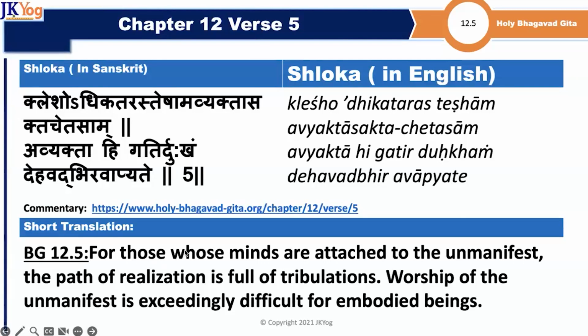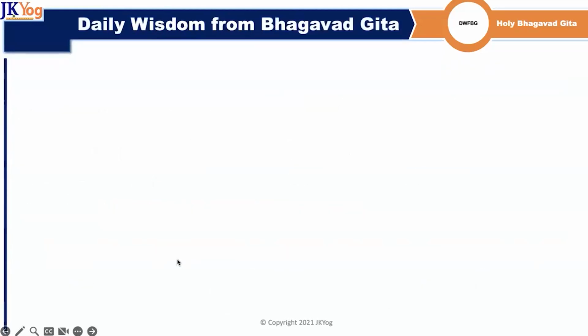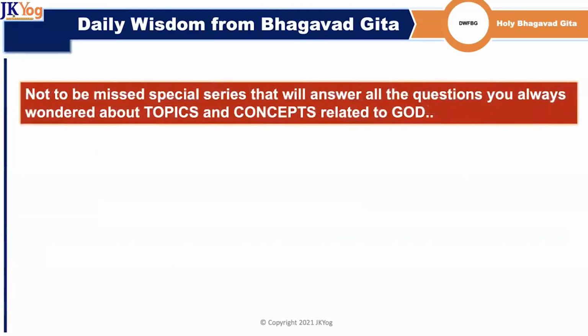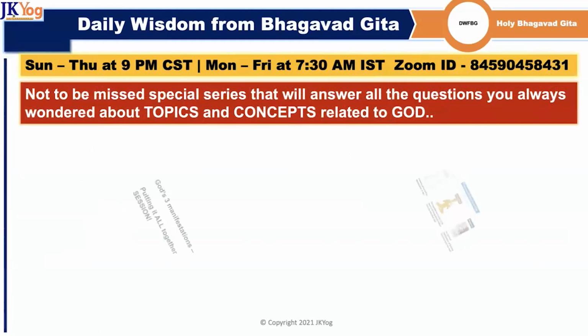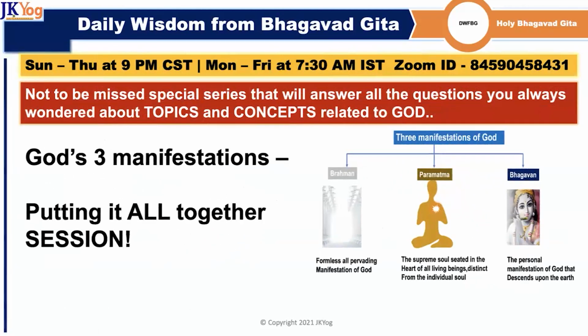Let's go a little deeper into this concept so that we are able to appreciate the differences between unmanifest and manifest worship. This is going to be a focus of our discussion today, along with the third aspect as well. Today is the putting it all together session, where we have spoken about the formless, the Paramatma aspect, and then the personal form of God, and we'll try to put it all together. We still have people joining in, but all right.